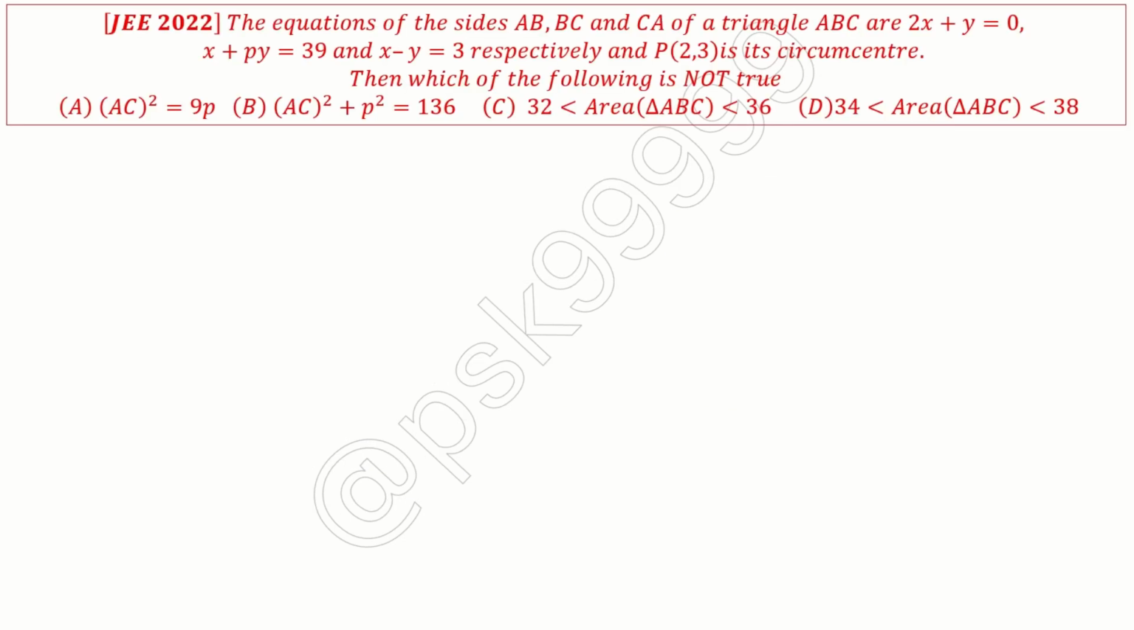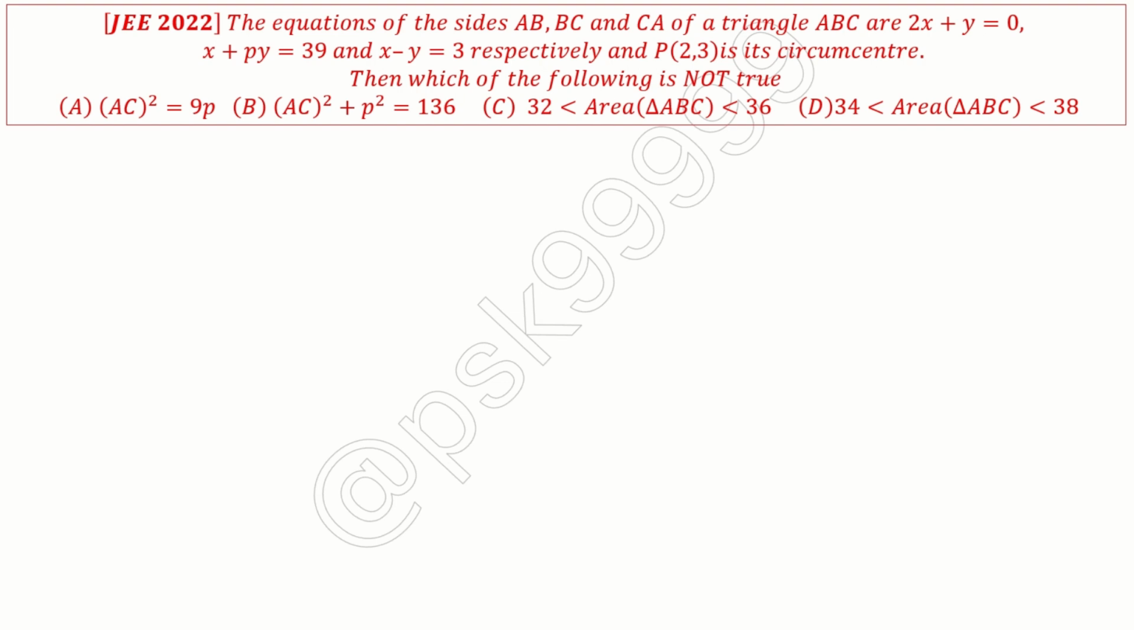The equations of the sides AB, BC, and CA of a triangle ABC are 2x plus y equal to 0, x plus py equal to 39 (P is given, the exact equation is not given), and x minus y equal to 3 respectively. And P(2, 3) is its circumcenter. Then which of the following is not true? I need to find out the P value looking at the options.